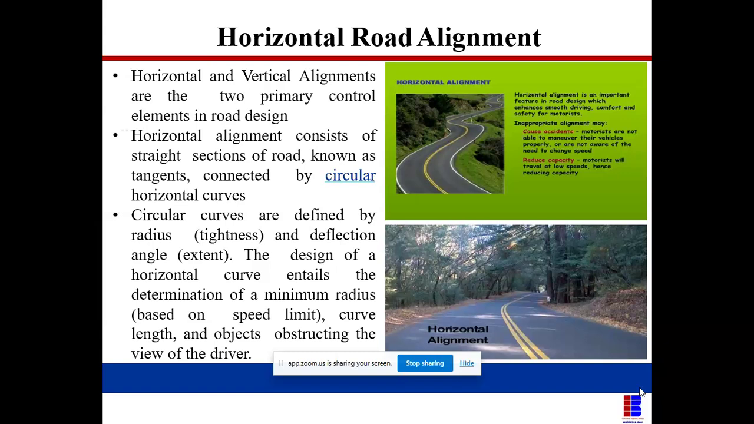So horizontal alignment consists of straight sections of road known as tangents. So where we're having the straight section of the road is called tangents, connected by a circular curve. We have different types of curve. We have the transition curves, circular curve, the reverse curve on the road. So we have different types of curve. So circular curves are defined by radius, tightness, and deflection angle. The design of a horizontal curve entails the determination of minimum radius based on the speed limit, curve length, and the objects obstructing the view of the driver.